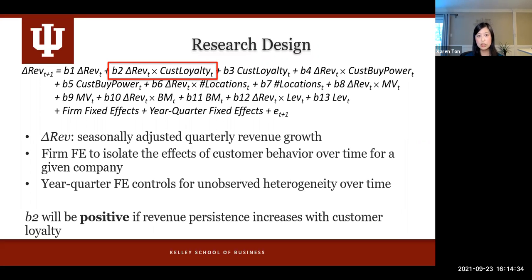We also include quarter fixed effects to control for changes over time. Our main prediction here is that beta 2 is going to be positive if revenue persistence increases with customer loyalty.